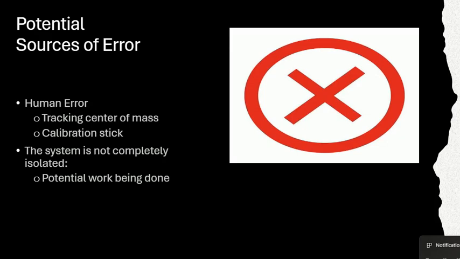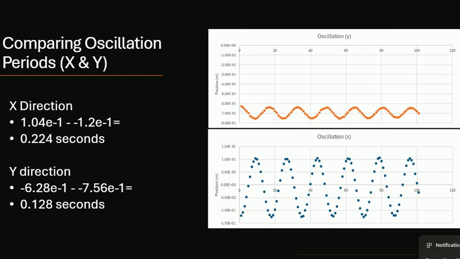Now, what are some potential sources of error that could have caused these results? 1, human error, such as tracking the center of mass on Tracker, as well as the calibration stick. And then 2, the system is not completely isolated. In the video, potential work could be done by other forces.